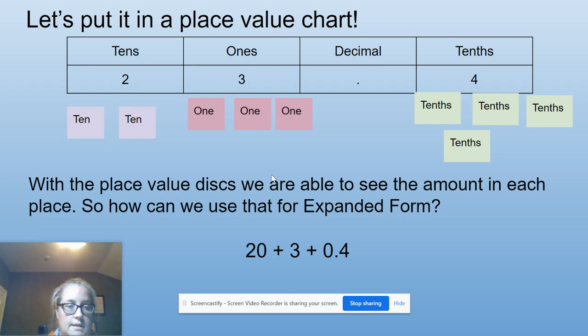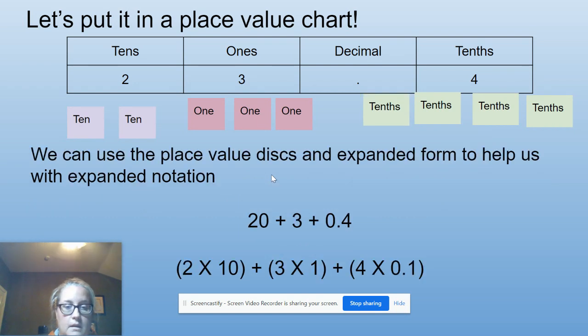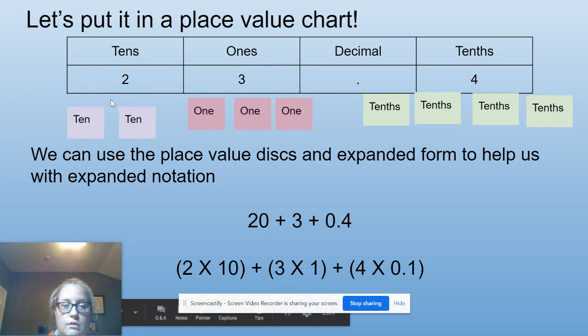Okay, are you ready? Let's see if you got it right. So here is what it's going to look like. Let's explain why. I'm going to use my place value discs and my place value chart to help me. I'm going to use my expanded form to also help me. So I have 2 tens. There's my 2 tens. So I'm going to use an open parenthesis. I'm going to write my 2 times my place, which is the tens place. So I'm going to write 10, close the parenthesis, plus, and then I go to my next place value.